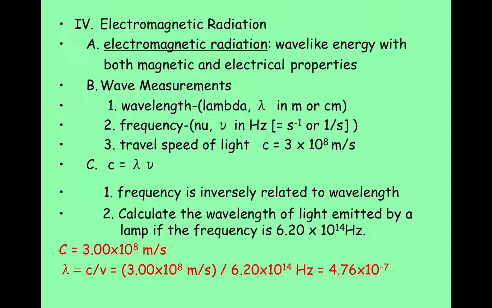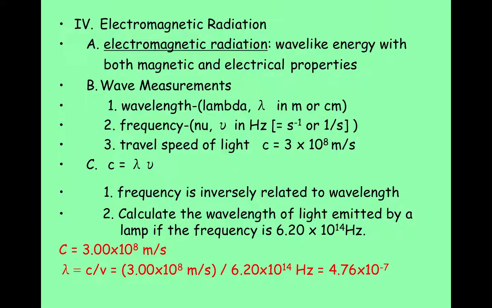Then we have to figure out the units here. So if I take meters per second and I divide by hertz, well, hertz is 1 over seconds. So I'm taking meters per second and I'm dividing by 1 over seconds. That's going to be the same as multiplying by the reciprocal. So meters per second times seconds, the seconds cancel out and we'll be left with meters. And that's very good because wavelength is measured in meters. So we have 4.76 times 10 to the negative 7th meters.